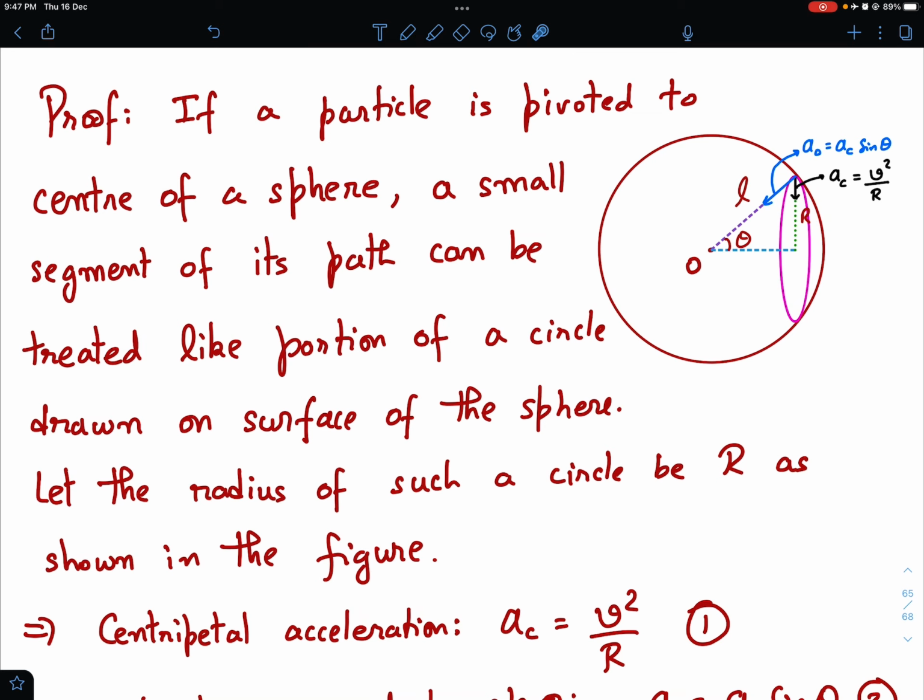Okay, just a small part. It doesn't matter; the circle may be big or small depending on how the particle is exactly moving along the surface, but there will exist some circle which will be approximating the path. A small segment of the path can always be approximated by a circle.